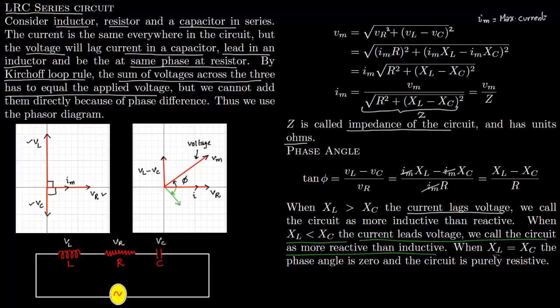When XL is equal to XC, the phase angle is 0 and the circuit is purely resistive. So that is, if this phi is 0, then obviously current and the voltage, they both match, and therefore there is no phase angle, and thus we say that the circuit is purely resistive.